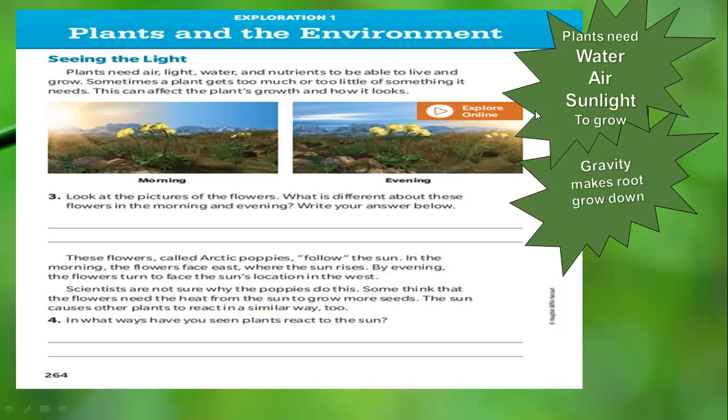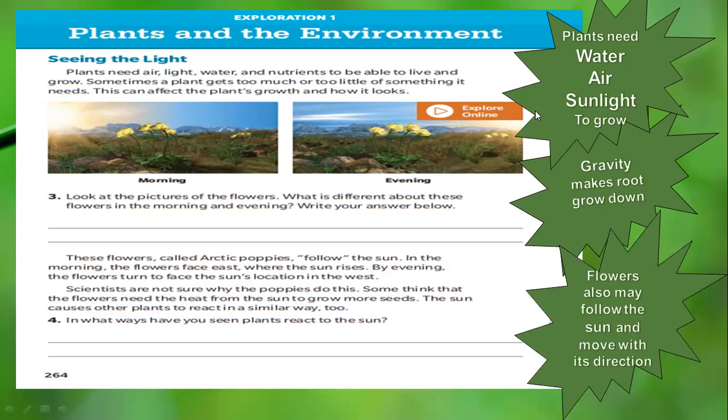Gravity is the force that pulls us down, and makes the roots grow down. Flowers may also follow the sun and move with its direction like this flower. So the flower moves toward the sunlight in the morning. This is how this flower is acting, moving towards sunrise in the morning and toward sunset in the evening. These flowers are called the Arctic poppies. They grow in the Arctic, a very cold region on Earth. That's maybe why it follows the sun to get some heat and some warmth.